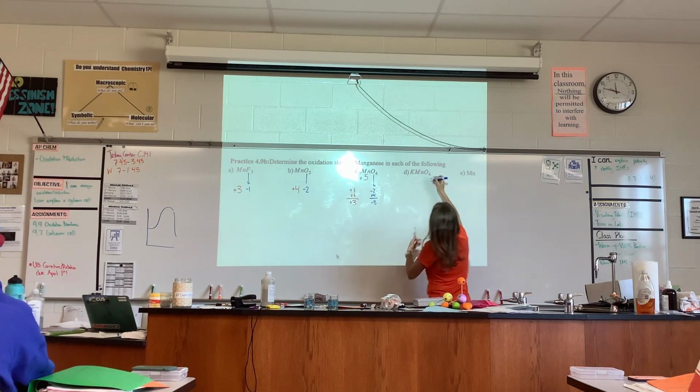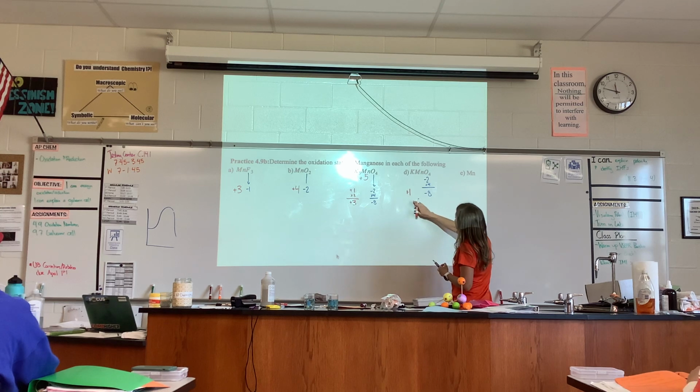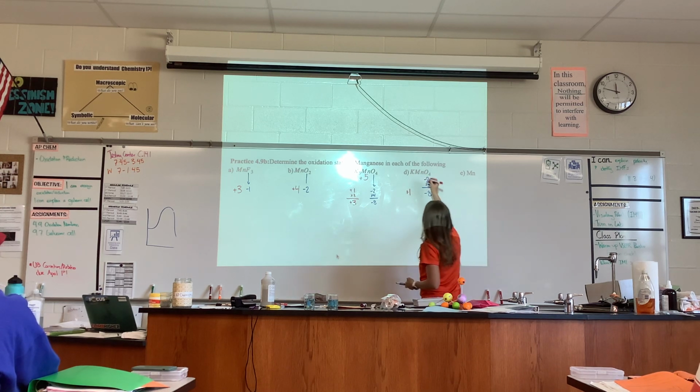Okay, coming to this one, oxygen is -2. There's 4 of them, so -8. There's only 1 potassium, so that's +1. It needs to add up to 0, so manganese should be +7.